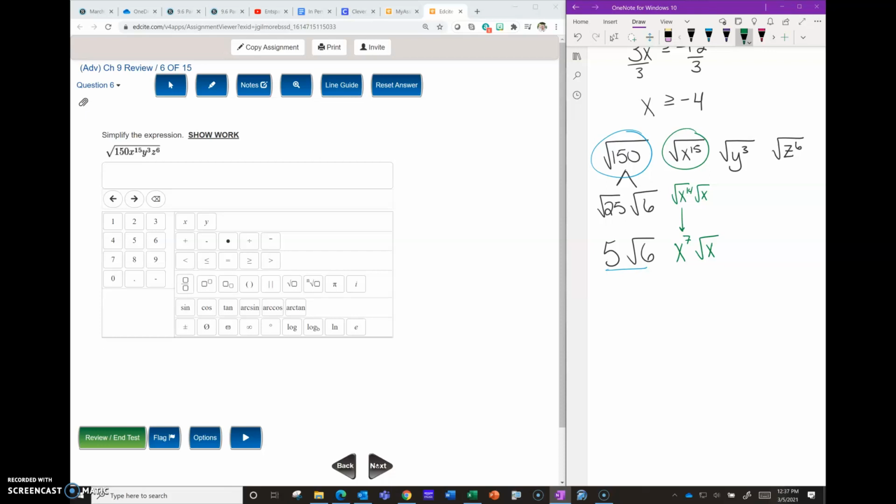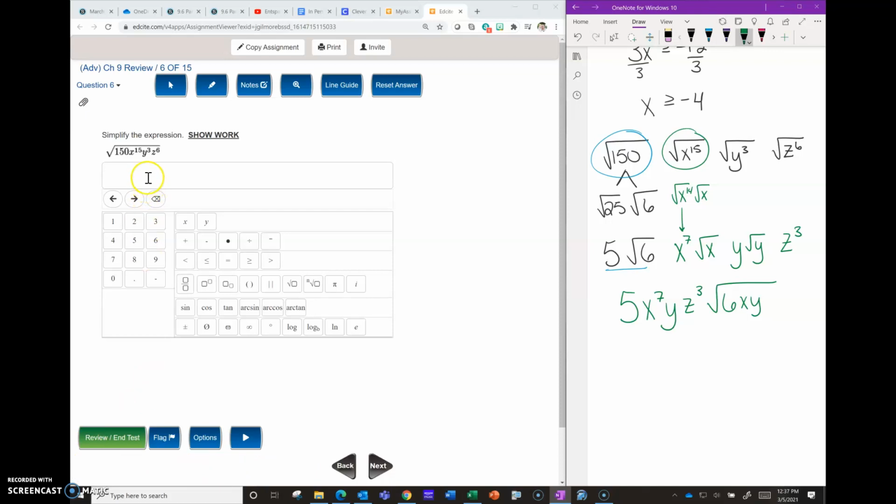How many groups of 2 are in 3? There is 1 full group with 1 left over. How many groups of 2 are in 6? There are 3 full groups with none left over. When you write this as your final answer, you start with numbers not under the radical, and then letters not under the radical in alphabetical order, then one radical symbol, numbers, letters in alphabetical order.